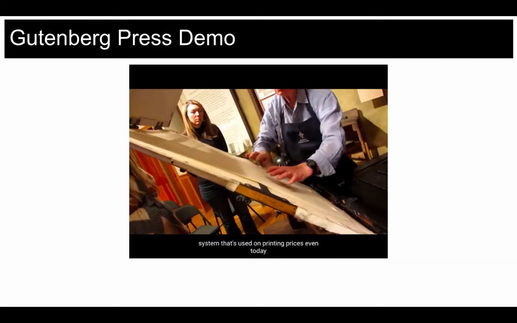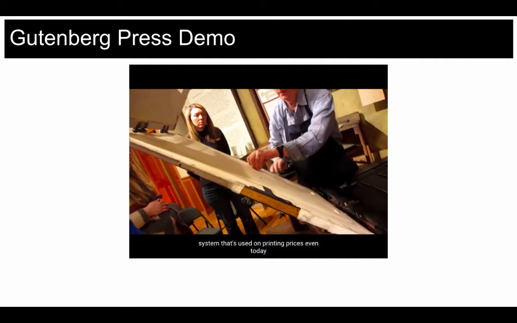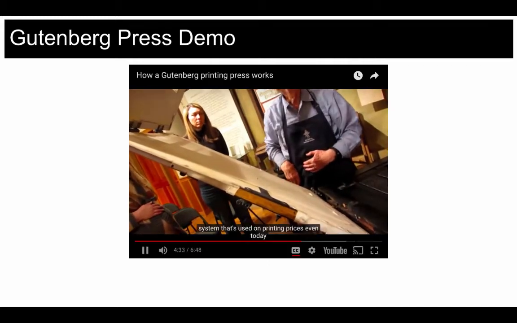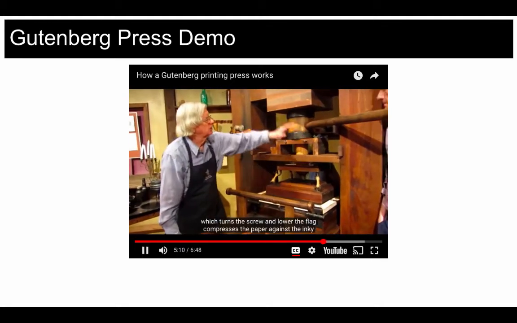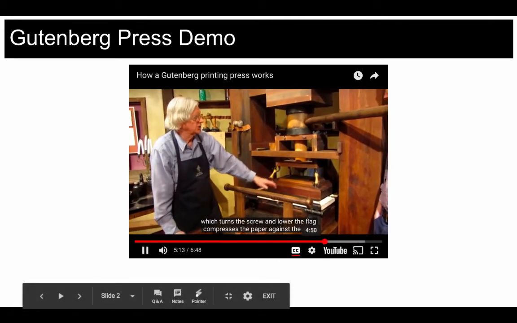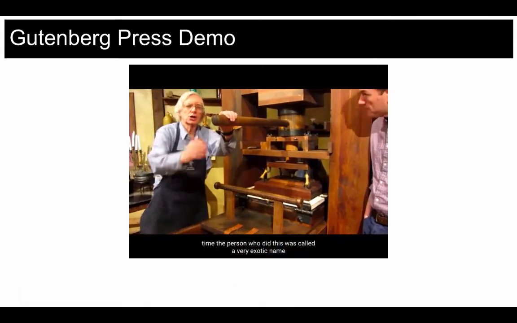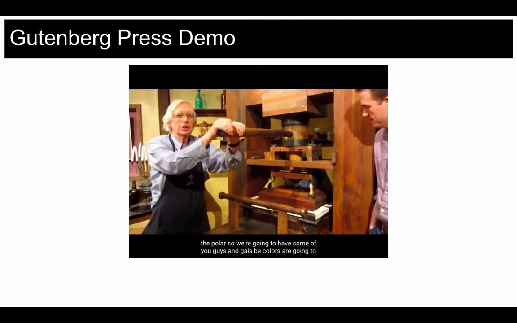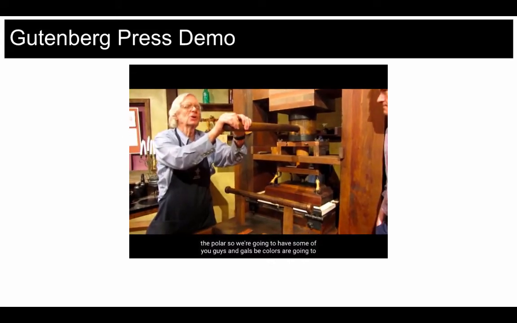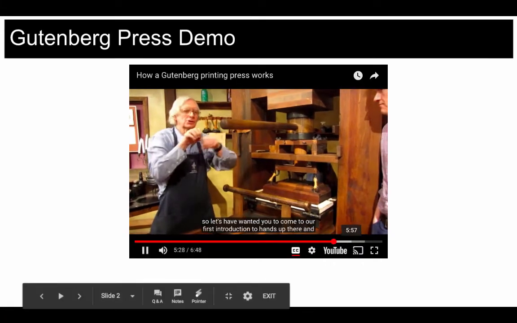Now watch this. These pins poke through the paper. And when he prints on the other side, he puts the paper back on through those same pins, then a handle turns the screw and lowers the platen and presses the paper against the inky type. The person that did this was called a very exotic name, the puller. So we're going to have some of you guys and gals be pullers. We're going to do 2 impressions. So why don't you come and do our first impression?